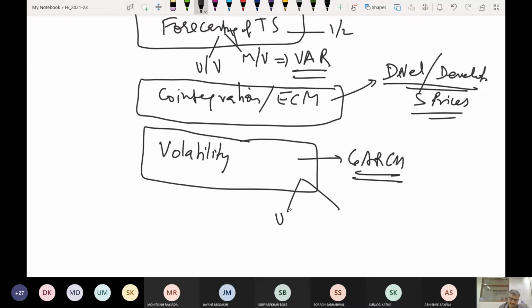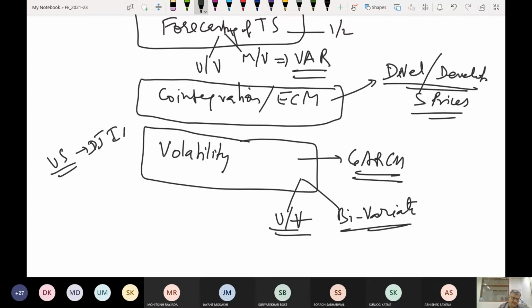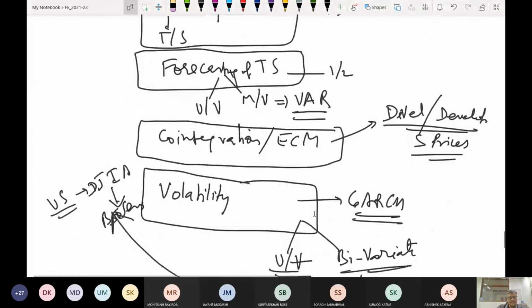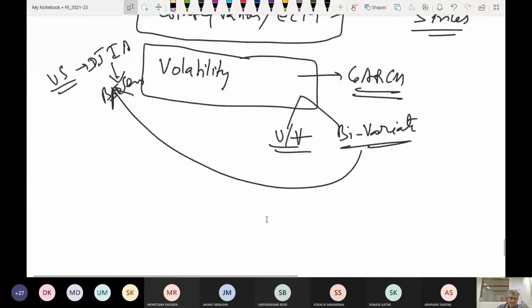Again, I will have univariate and bivariate. Multivariate we won't be discussing, that's becoming too complicated, but univariate and bivariate applications of volatility. For example, how the US stock market, let's say the Dow Jones Industrial Average, is impacting the BSE Sensex. What is the volatility spillover that can be studied with the help of bivariate? One of the applications. Some real applications I have already done, I'll show you. So regression, cross-sectional, time series, forecasting, volatility, and then I can have 1 or 2.